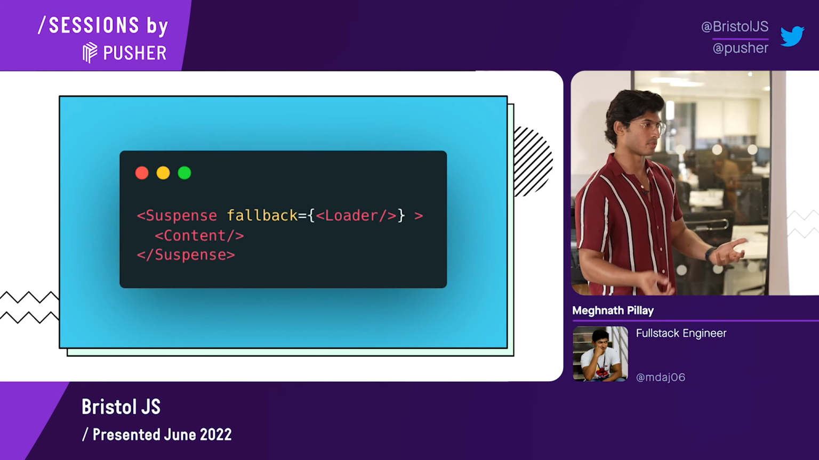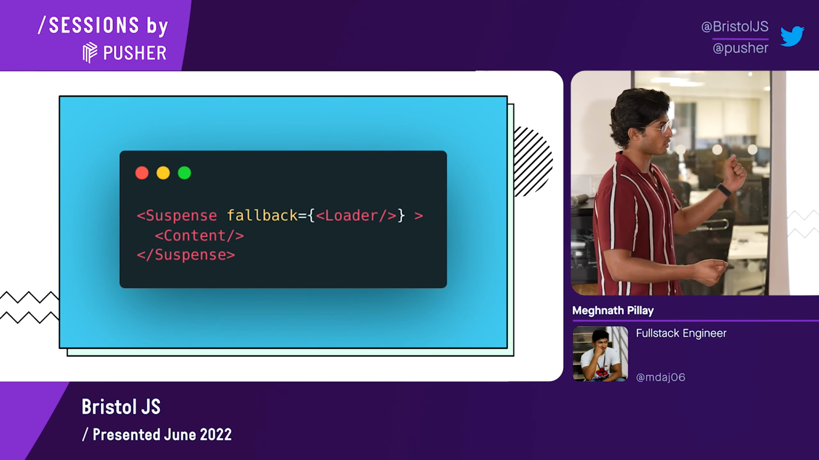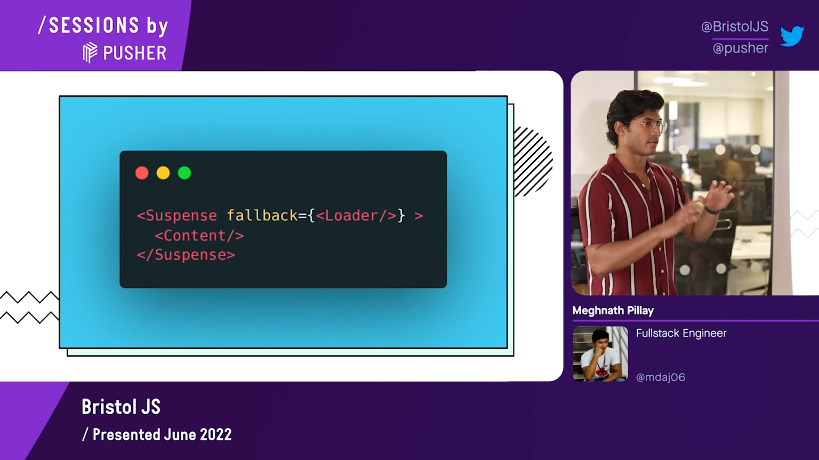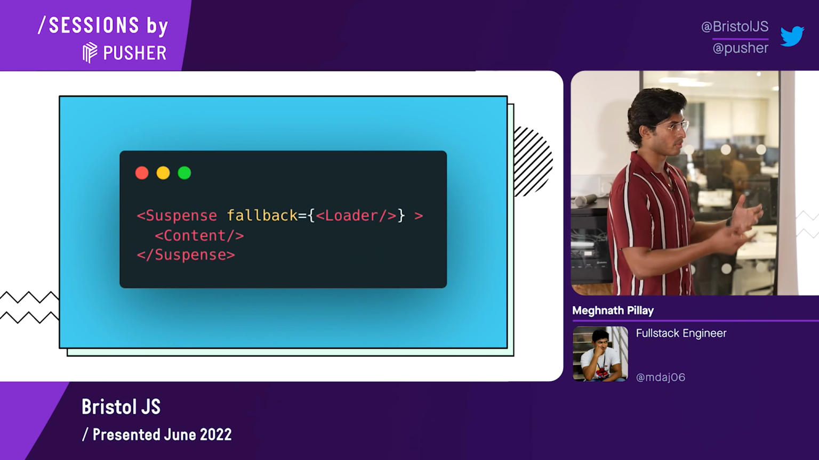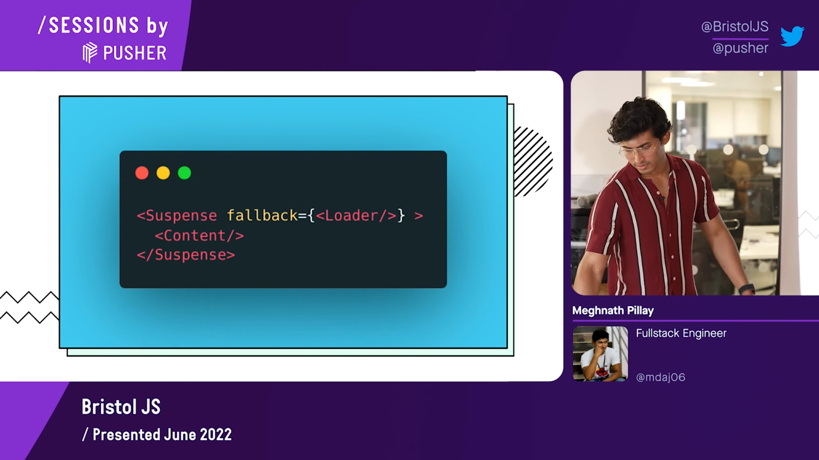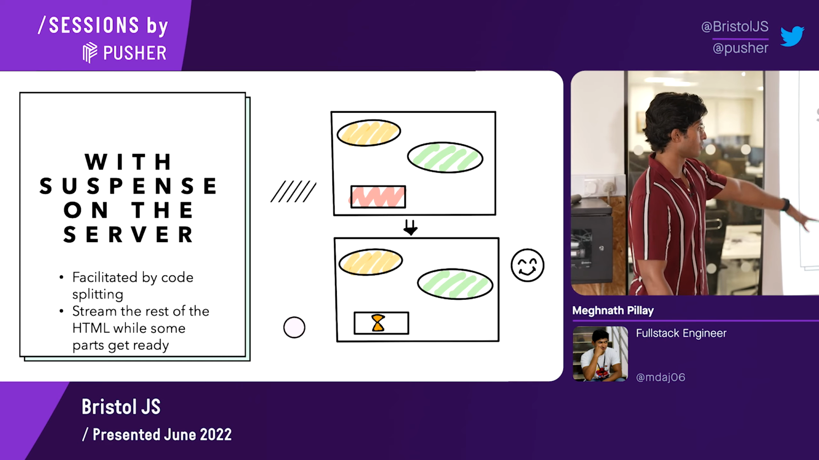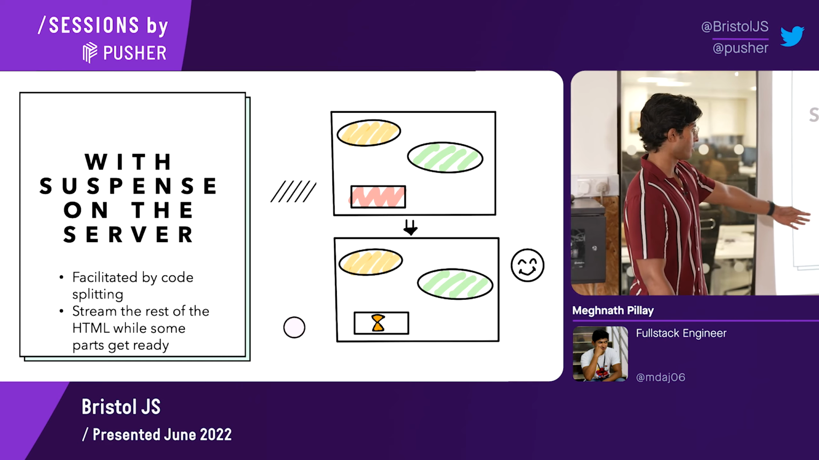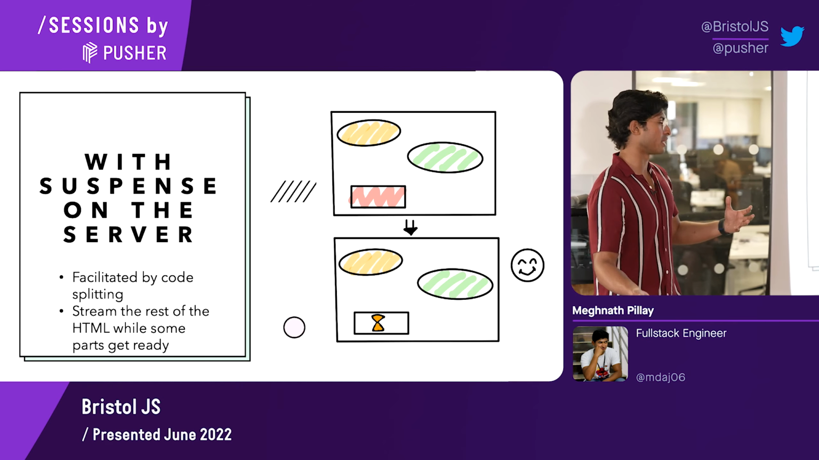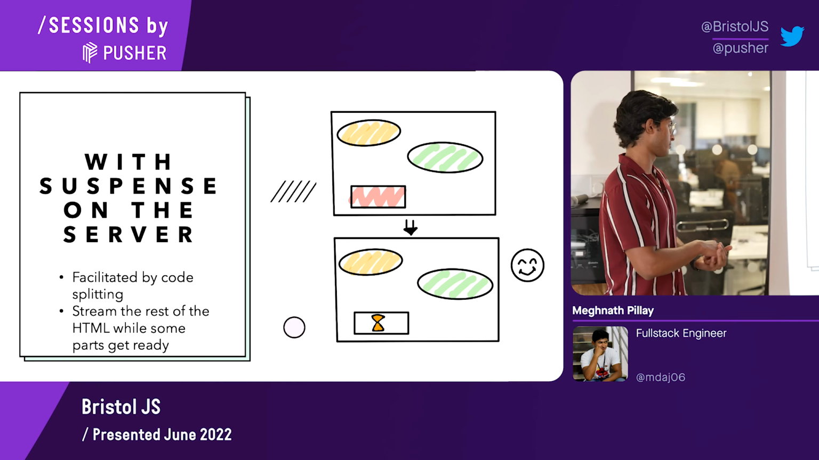Suspense happen at the server side. So you could use this from your server. So now the server knows that if this takes a long time to load, you could show a loader. So with Suspense on the server, it goes from not loading at all to loading the other stuff and waiting until the other part of the HTML is ready to be streamed from the server to your client.